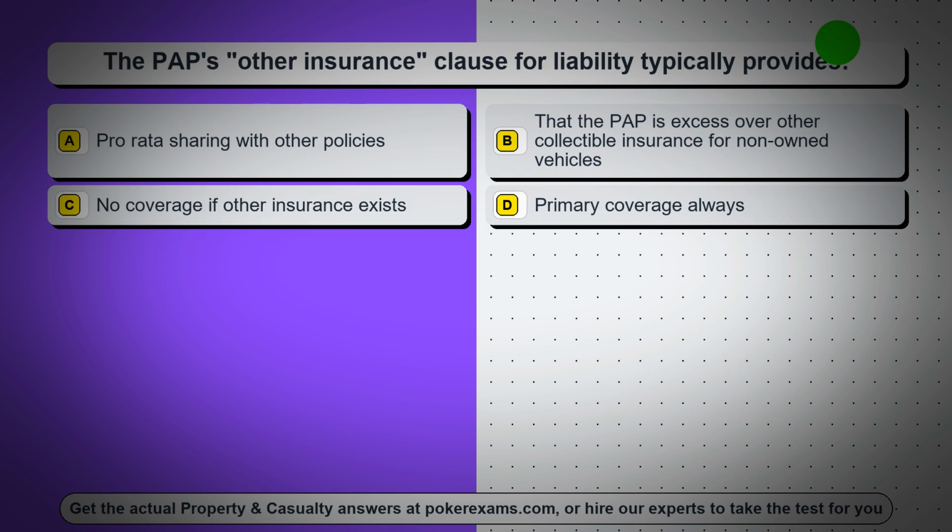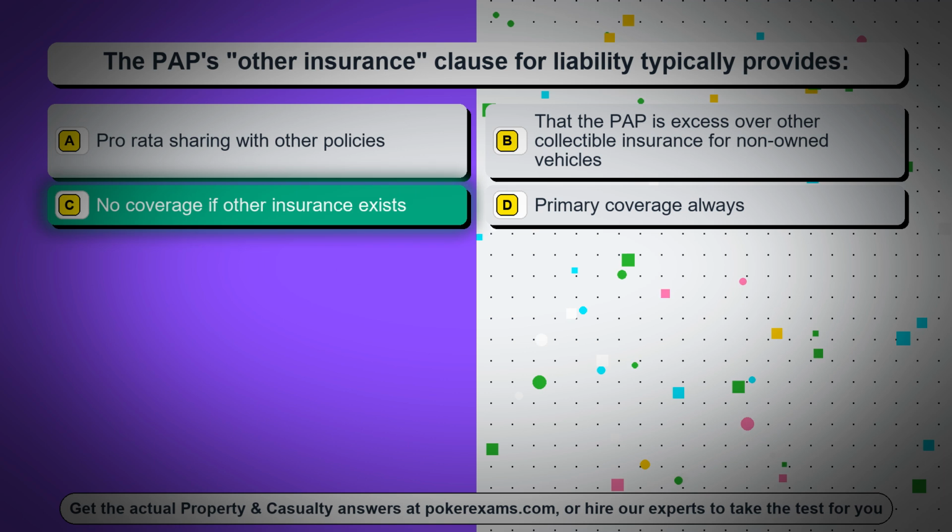Question 7. The PAP's other insurance clause for liability typically provides: Option A, pro rata sharing with other policies. Option B, that the PAP is excess over other collectible insurance for non-owned vehicles. Option C, no coverage if other insurance exists. Option D, primary coverage always.